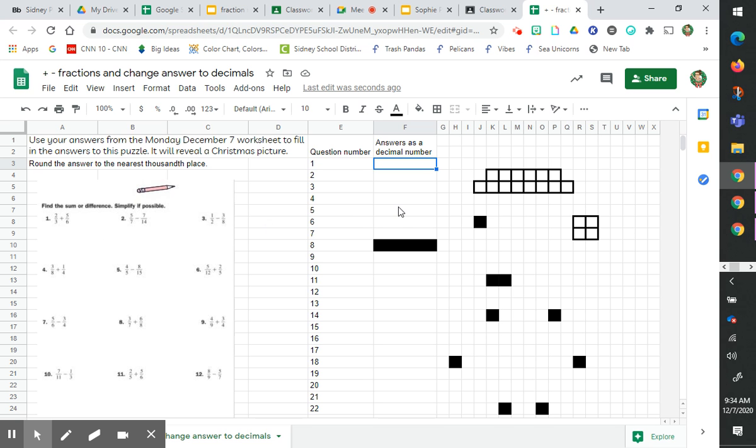Does anybody have number 1 answered yet? What do you have, Miss Schieber? 1 1/2. Very good. It needs to be written as 1.500. It needs to be written as a decimal to the thousandths place. So you might have to round. You might not.